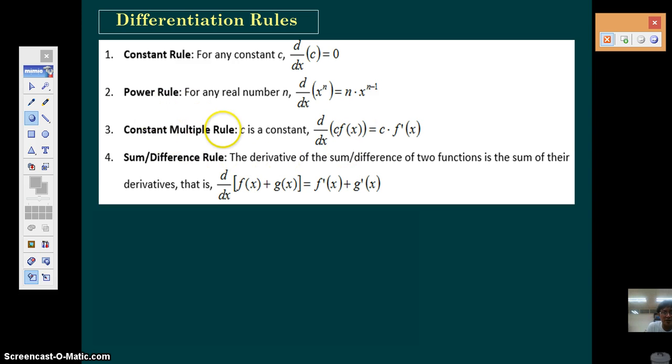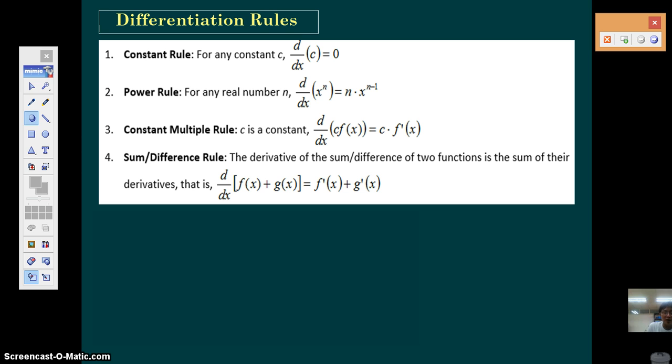Power rule, or simply the simple power rule. The derivative of a term that is of the form x to the n is n times x to the n minus 1. The constant multiple rule. If you have a constant multiplied to a function, the derivative of that is simply the constant multiplied by the derivative of the function. The sum and the difference rule.